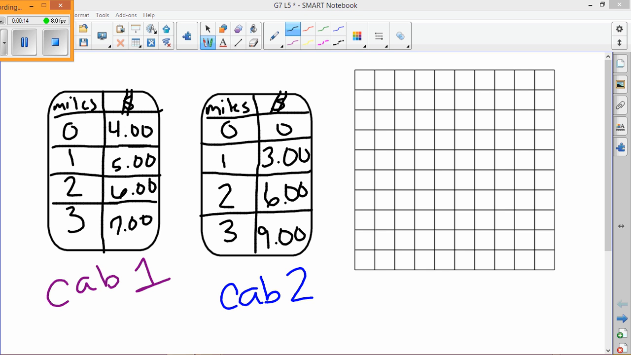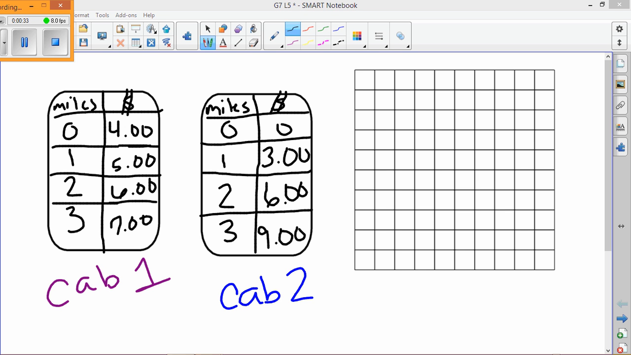We've been working on identifying proportional relationships in charts. So there are two charts here. I display some data. There's two competing cab companies. Cab company number one charges an initial fee of $4 and then $1 for each additional mile.